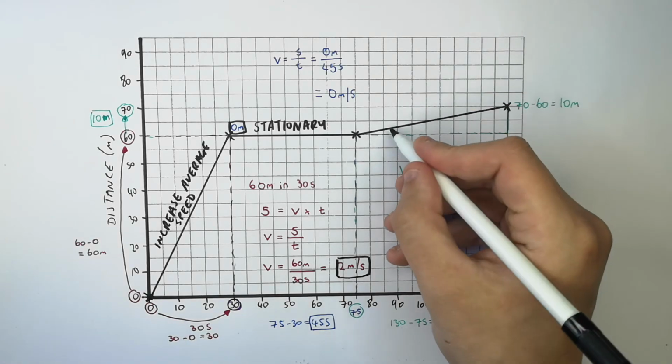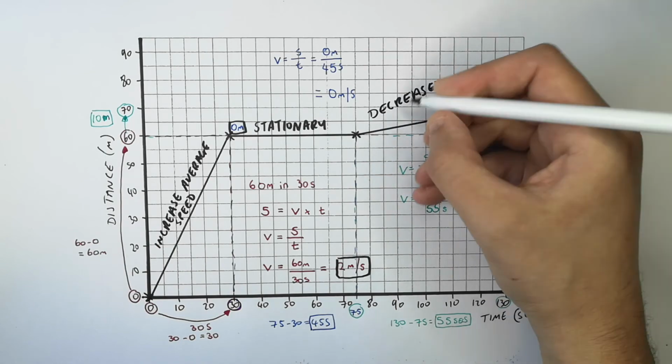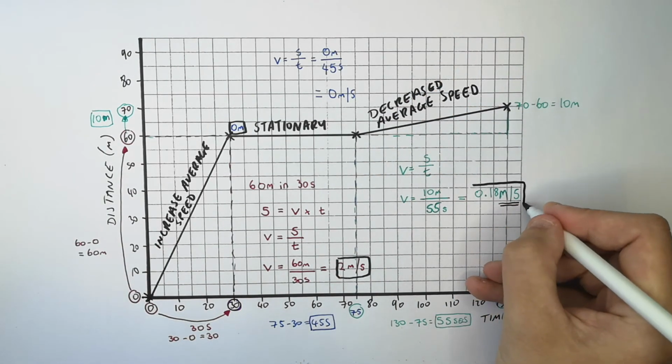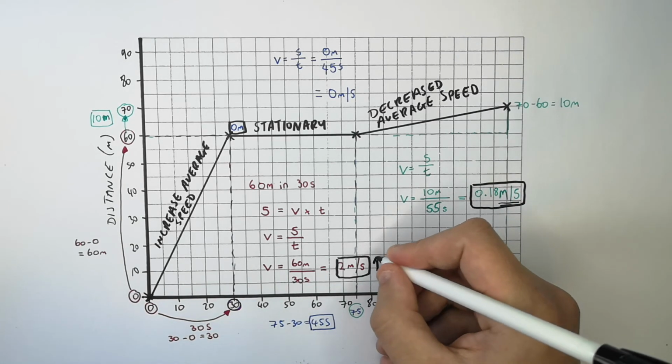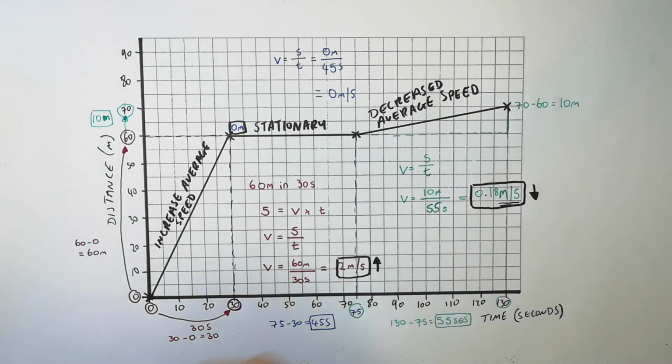And if you've got a less steep gradient on a distance time graph, you're going to have a decreased average speed. This gradient of the graph shows an average speed of 0.18 meters per second, which is much lower than the much steeper gradient at 2 meters per second.